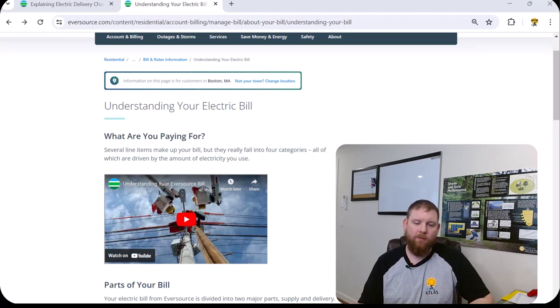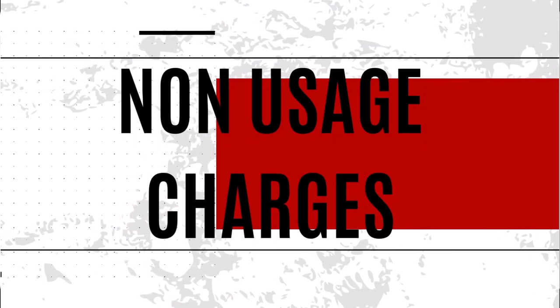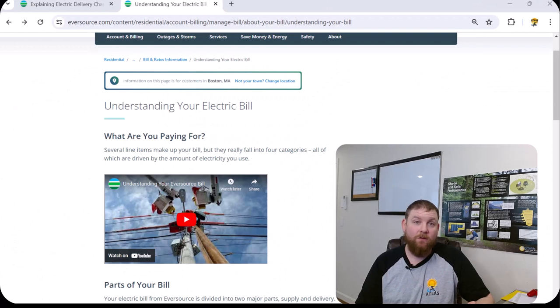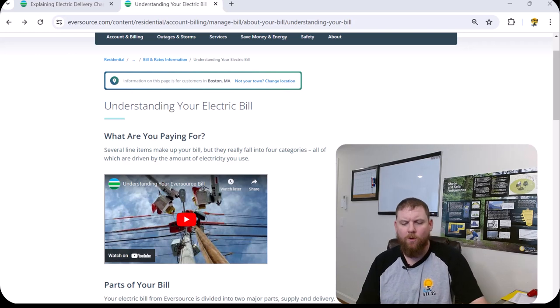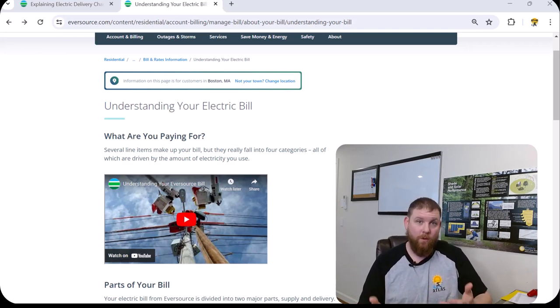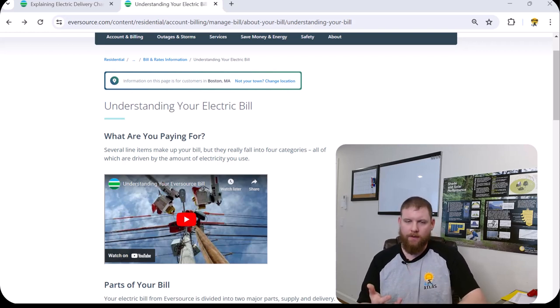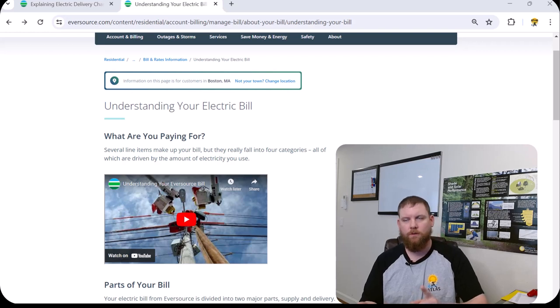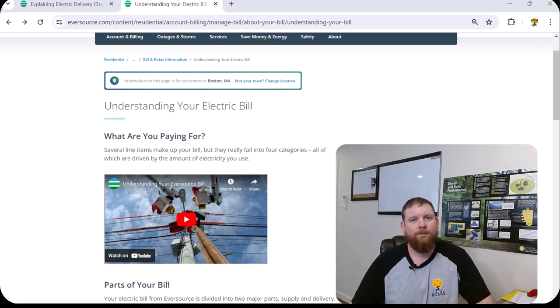And then the third number is going to be any non-usage associated charges, like a base customer charge, or any late fees that are associated with your account, not necessarily tied to your energy consumption or your actual kilowatt hour usage. So those are the three big numbers that you're going to want to look for on your electric bill: the total cost, your actual electricity consumption, and then the charges not associated to your actual consumption of your electricity. So without further ado, let's dive into it.